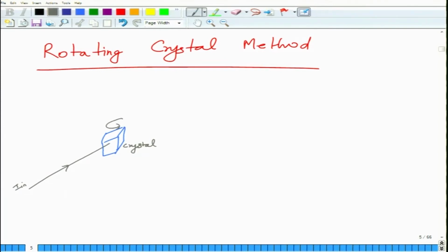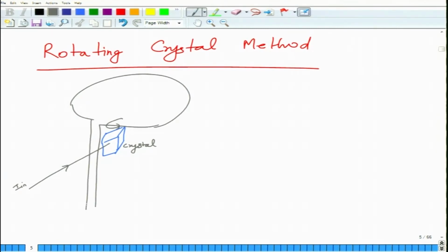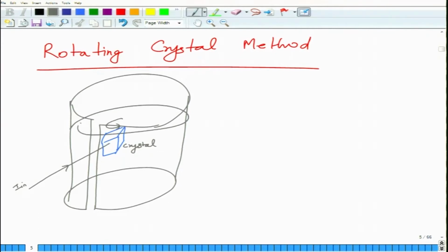So as it rotates, it will expose many planes for diffraction because now you have at least one variable, that your crystal is rotating, okay, and you put a film around it. Basically you put a film around it in this fashion, and this film is going to have diffraction occurring at various angles. So as a result, you will have these little circles appearing on which you will have diffraction spots.